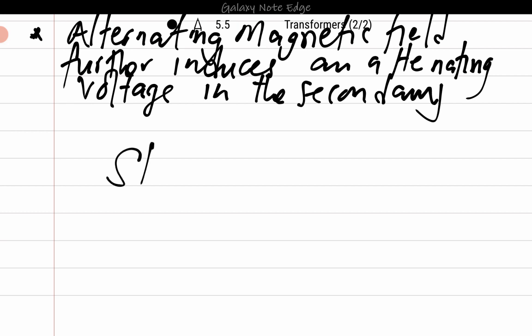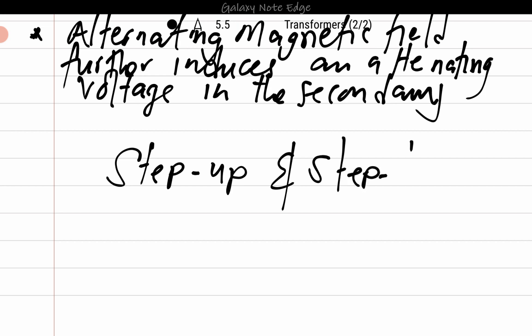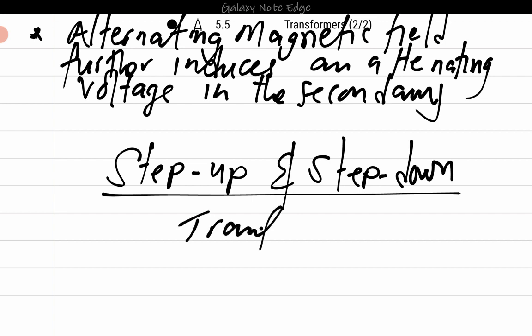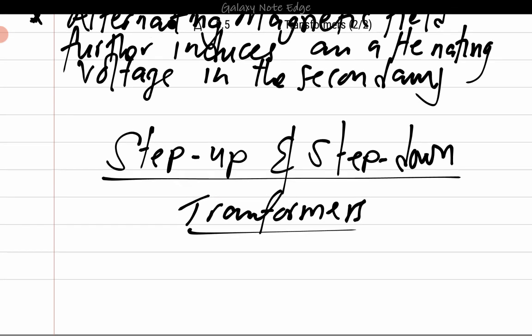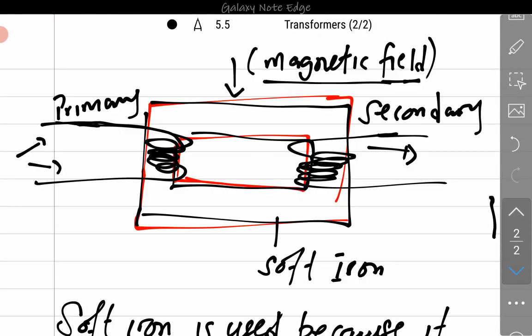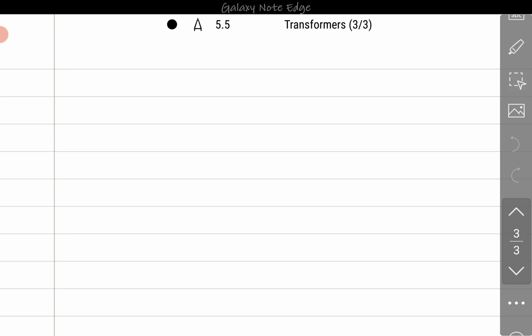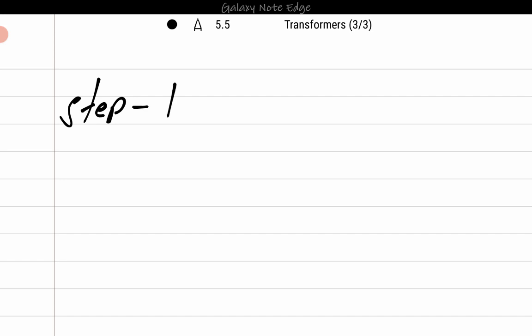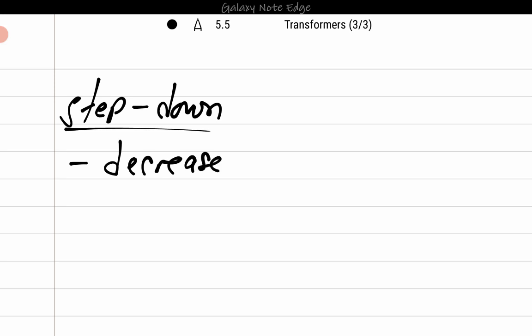So we have two types of transformers. We have a step up and a step down transformer. Remember, initially we said the job of the transformer is to change the voltage. So when you're looking at a step-down transformer, just by the name itself, you should be able to tell that this is a type of transformer that is going to decrease the voltage. So a step-down transformer decreases voltage.